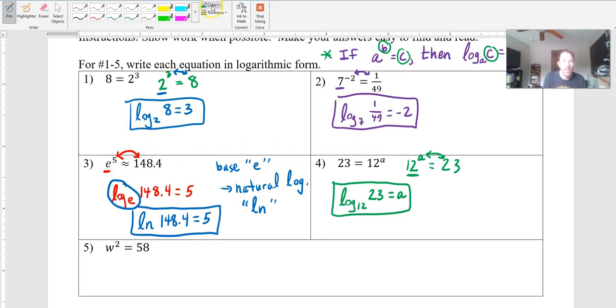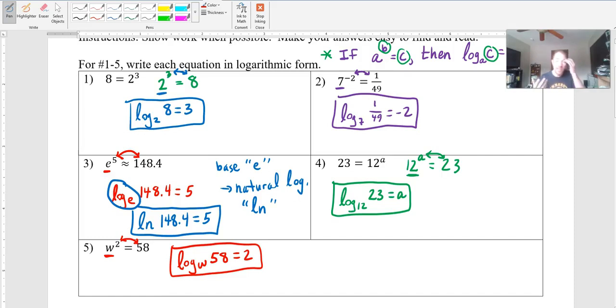And then we've got one more here. We'll do this one in red again. So we'll have log base w, and then we're going to switch the 2 and the 58. So log base w of 58 equals 2. And that's it. That's that equation in logarithmic form.